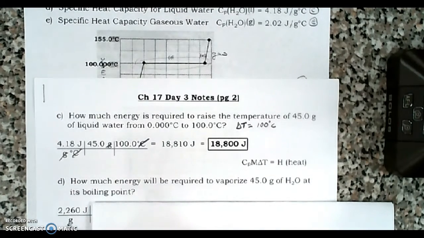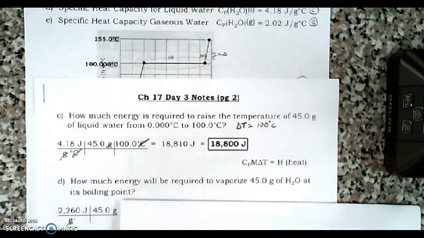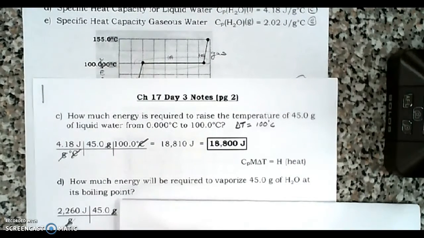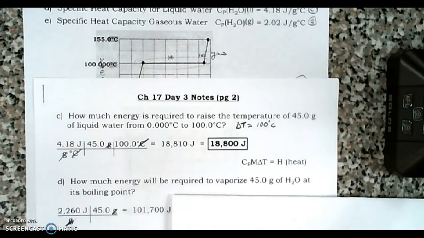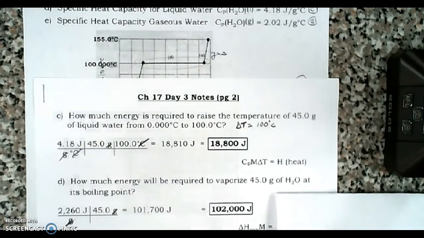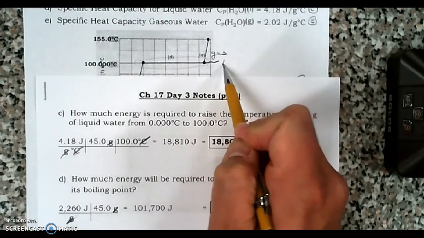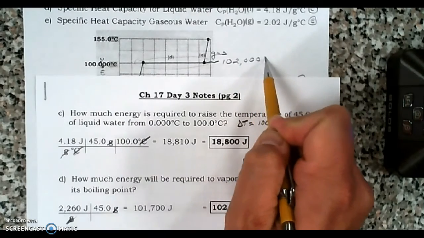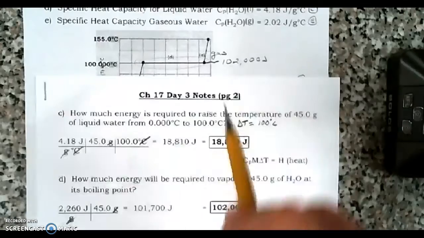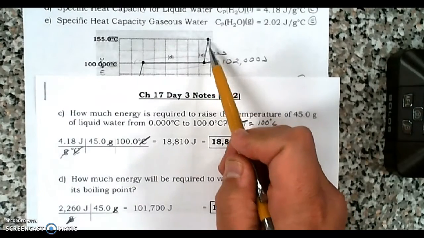So all I need to do again is cancel out the grams with how many grams? 45 grams. The mass never changes. So those grams cancel out here, I'm left with joules. There it is, 101,700 joules. But since there's 3 significant digits here, I need to have 3. This 7 will bump it up to 102. There it is, 102,000 joules. So for this entire piece here is 102,000 joules.